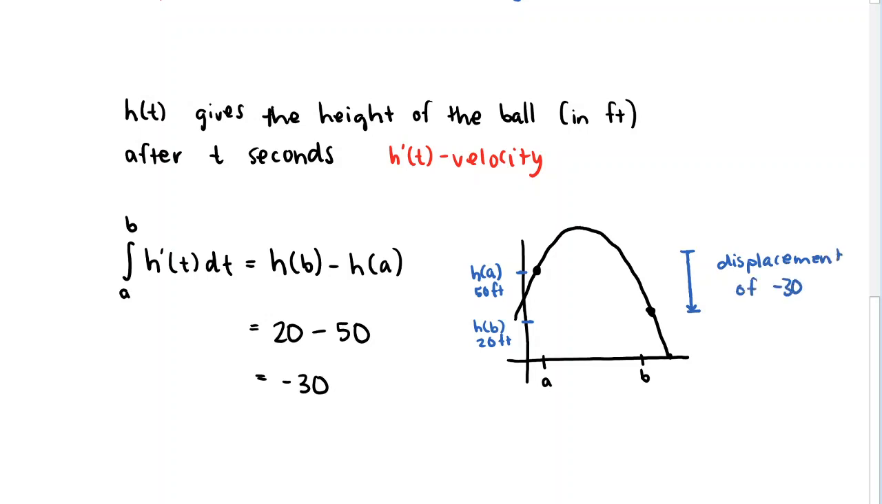Of minus 30 feet. At the end of the day, over this window of time, the ball descended 30 feet. Right, so it went up, it went down, descended 30 feet. So this is this net difference, this net change.